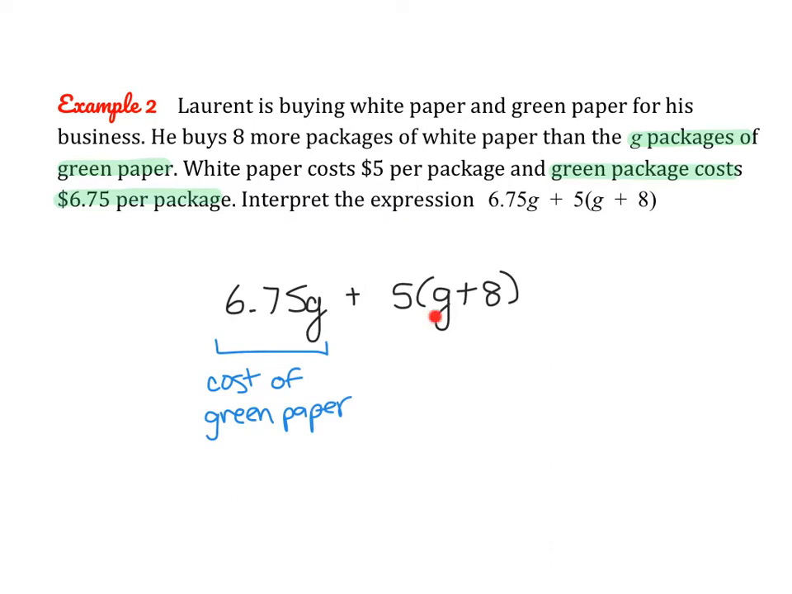Okay, now let's look at this next part. So this next part has the 5, which is the cost of the white paper package. And then it says G + 8. So here it says that Laurent buys 8 more packages of white than green. So if green is G packages, if you add 8, that gives you 8 more. So this little portion right here, G + 8, actually represents the number of white paper packages he buys.